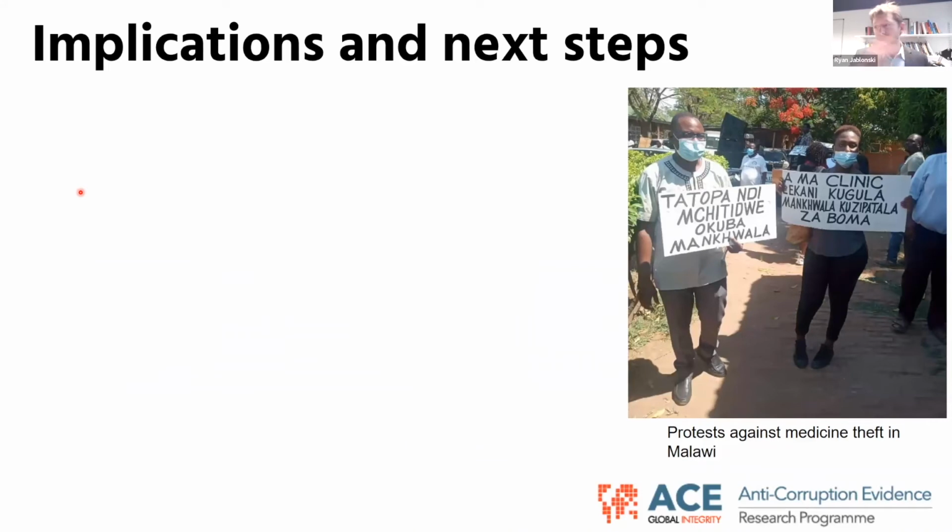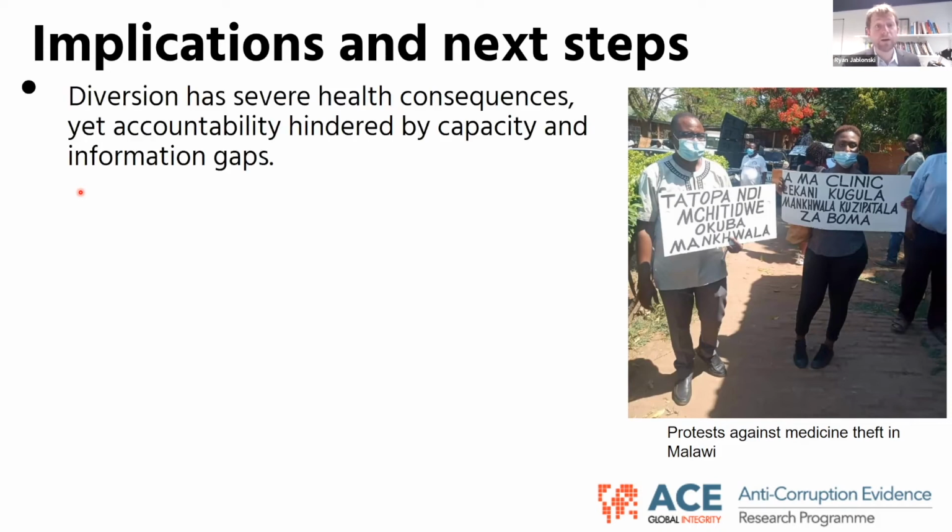All right, so what do we draw from this? What are the next steps? A couple of things we've come up with so far. One is that the evidence from both the baseline survey and our initial analysis suggests that diversion has severe public health consequences. This is in part due to the accountability gaps that Mariana mentioned: weak capacity and information, both for the official institutions that are supposed to hold public health officials accountable, and among citizens themselves and their ability to observe what's going on in their local community health clinics.